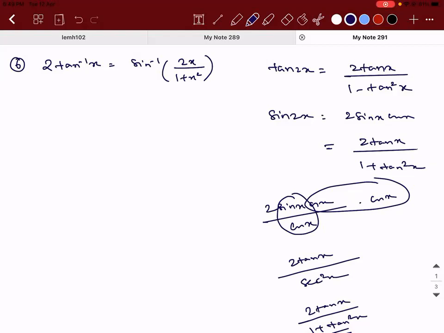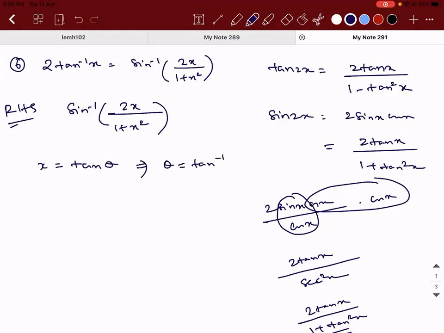So if you observe the left hand side, 2 tan inverse x is equal to sin inverse of 2x by 1 plus x square. Is it not looking something similar to that? So what we will do is we will take RHS. I am taking the idea from RHS. Sin inverse of 2x divided by 1 plus x square. Now what I am going to do, I will say x is equal to tan theta. If I put x is equal to tan theta, implies theta is equal to tan inverse x.